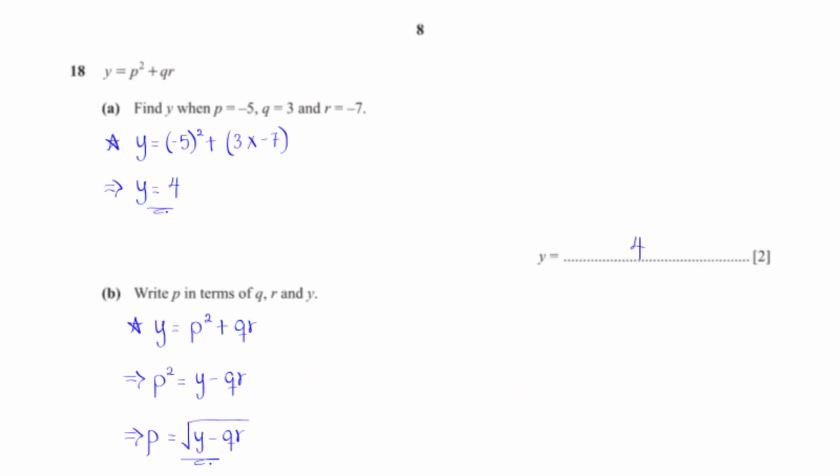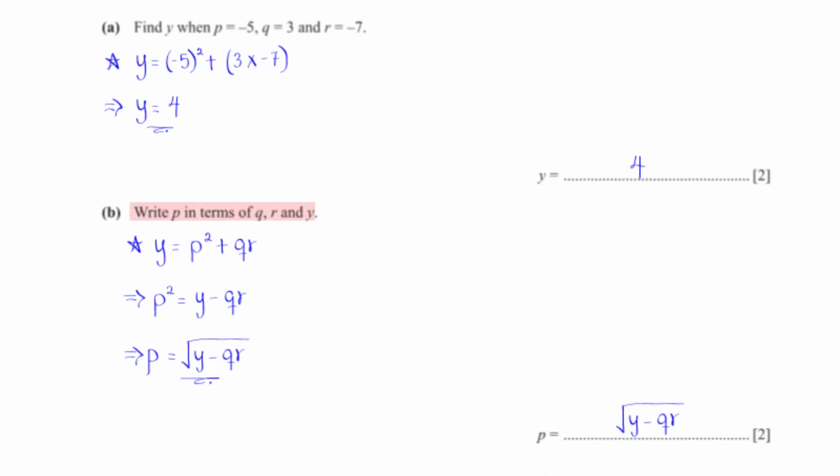Y equals P squared plus QR. Find y when P is equal to -5, Q is equal to 3, and R is equal to -7. So all we need to do is to substitute the values given for the letters. And so we have y is equal to (-5) squared plus 3 times -7. When we type this into the calculator, we get y is equal to 4.